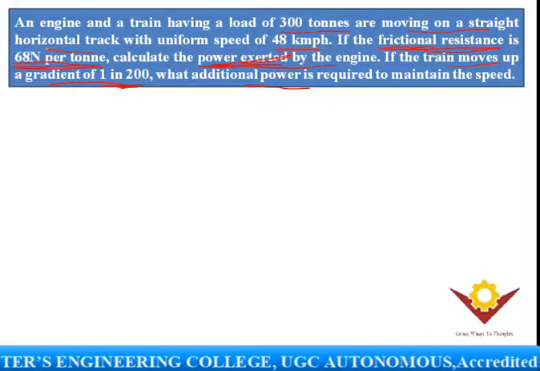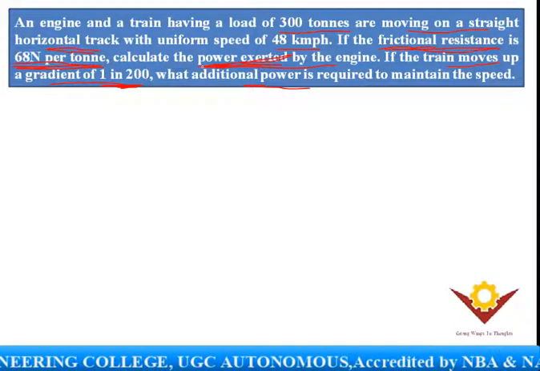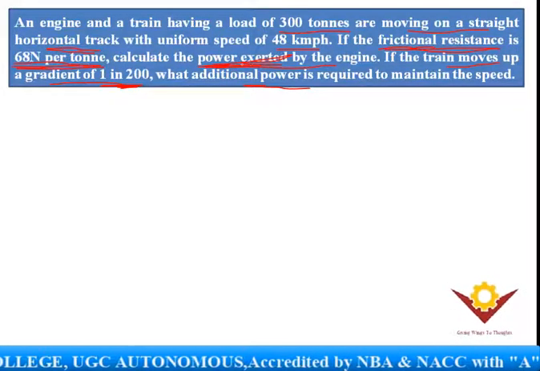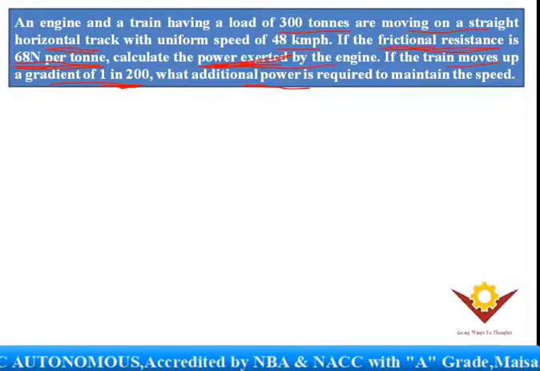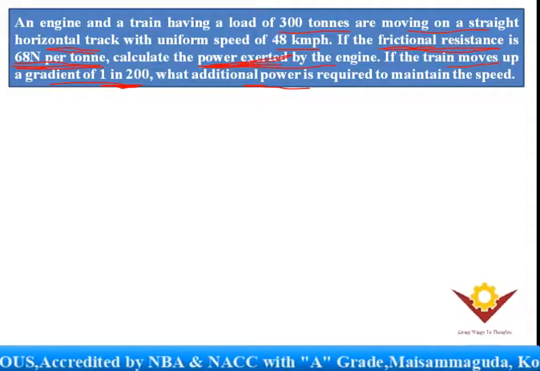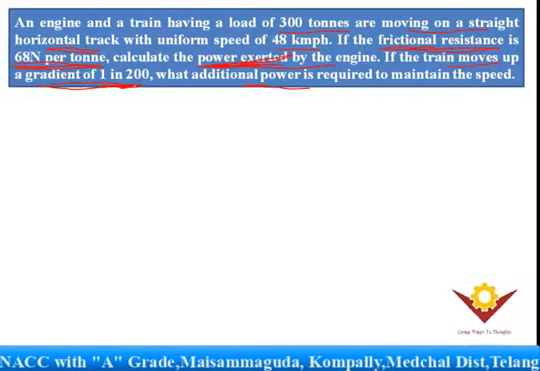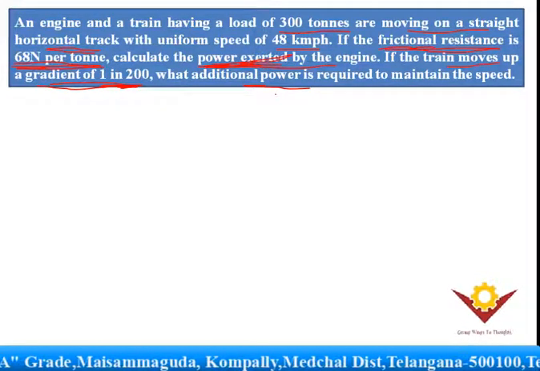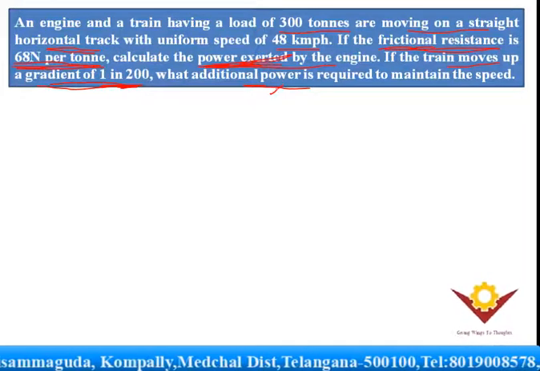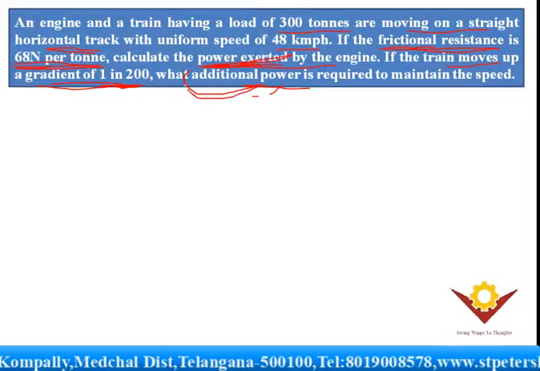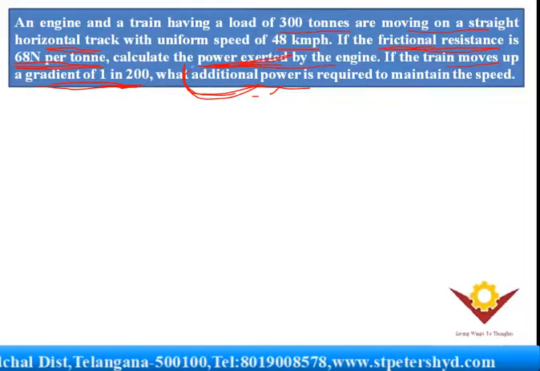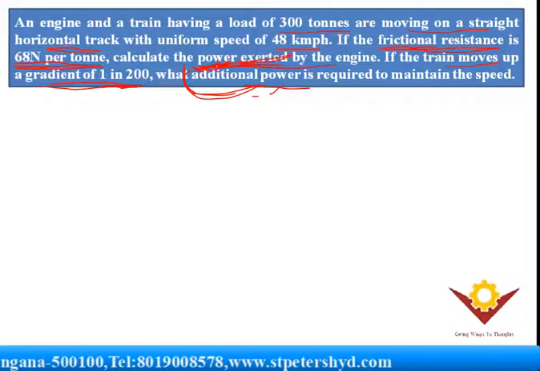When the train is moving on a horizontal track, we have some power which is exerted by the train or engine. And now when the same train is moving on a gradient or inclined plane which is 1 in 200, then what is the power you require? And after that, just relate these two: how much additional power is required compared to when the train is moving on a horizontal plane.